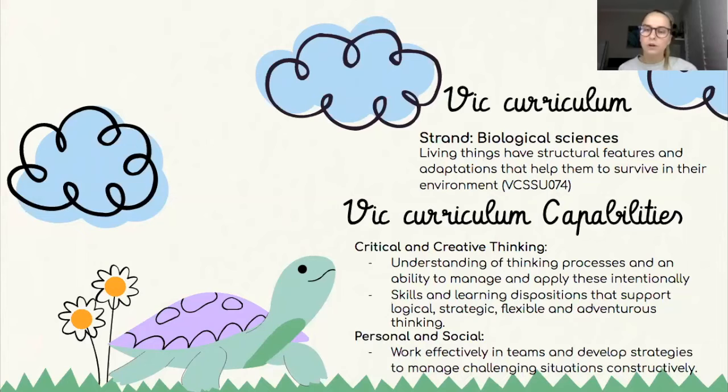In regards to the Victorian curriculum, our strand is biological sciences, and the substrand for that is living things have structural features and adaptations that help them survive in their environment. The Vic curriculum capabilities are critical and creative thinking and personal and social. An explanation of those: understanding of thinking processes and an ability to manage and apply these intentionally, and skills and learning dispositions that support logical, strategic, flexible, and adventurous thinking. And for personal and social, it is working effectively in teams and developing strategies to manage challenging situations constructively.